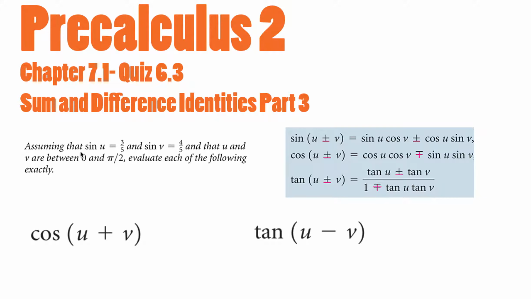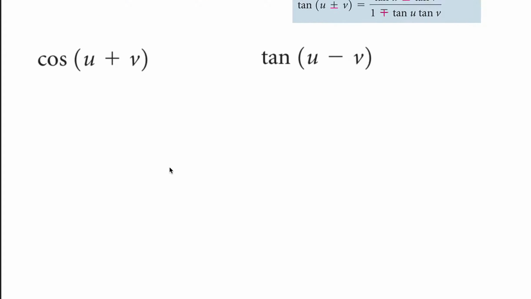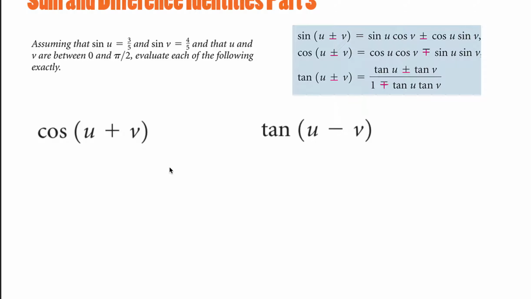It says assuming that sine of u equals 3/5 and sine of v equals 4/5 and that u and v are between 0 and pi over 2, evaluate each of the following exactly. So let's start with u. If sine of u equals 3/5, the question is, can we find cosine of u? So we're looking for cosine of u.